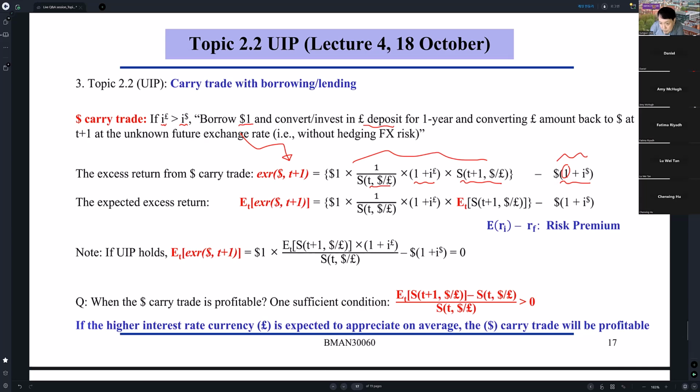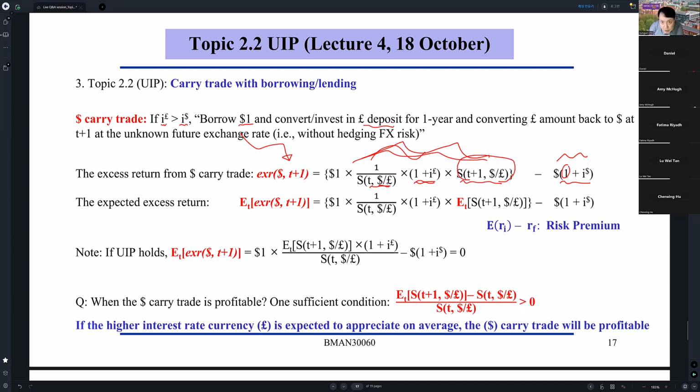This is the part where you have to convert dollar into pound, and you multiply by this one. So you're going to get pound principal plus interest after 1 year. And you're going to convert that pound back into dollar using this one. So what you have here is the return you're going to get from doing carry trade, from investing into the pound money market. So we can interpret the whole thing as an excess return.